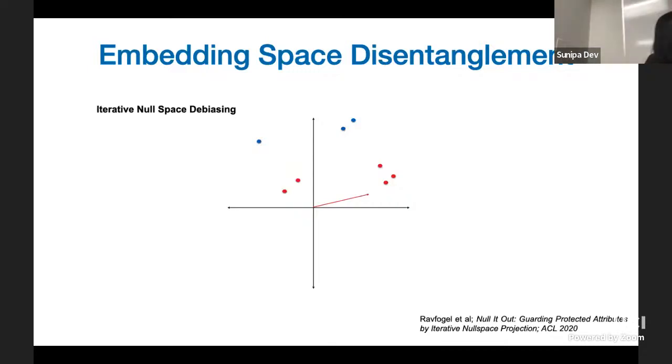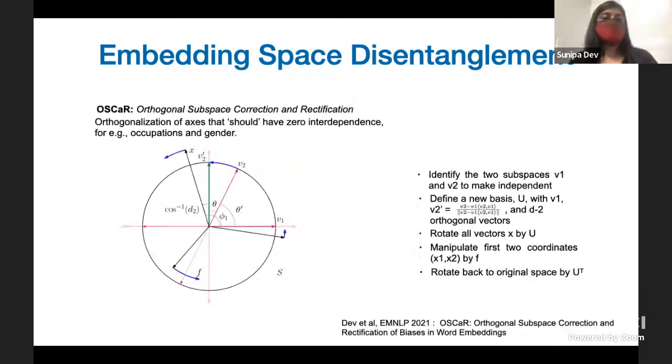So we need our model itself to be more aware of this fact. Keeping this in mind, we proposed OSCAR, or orthogonal subspace correction and rectification, which acknowledges the fact that biases do not lie along an individual identity axis. It's not gender itself that is bias. It is when it has an interdependence with a secondary subspace with which it should have been independent. That's where the bias lies.